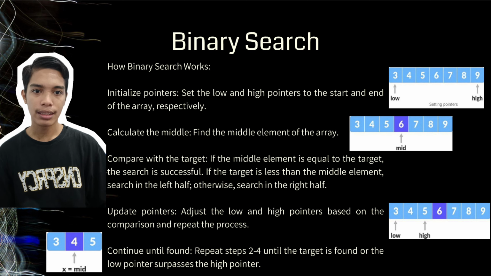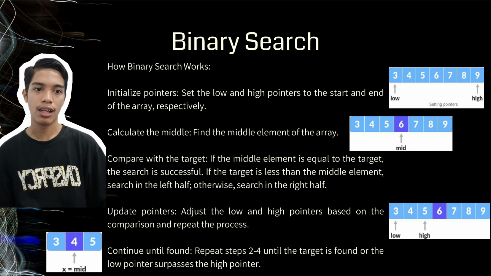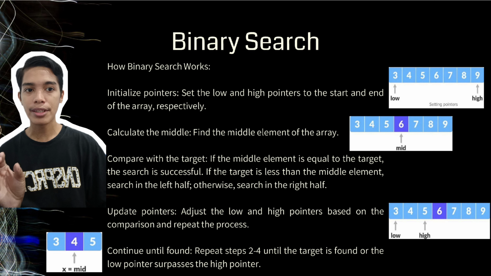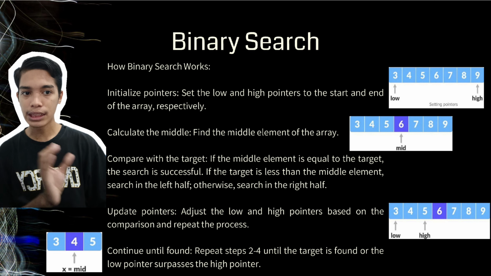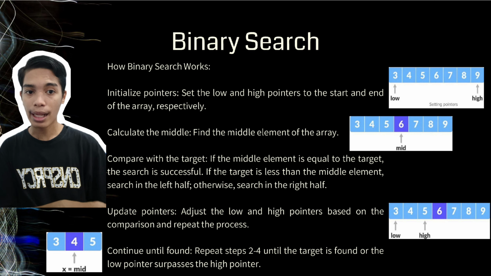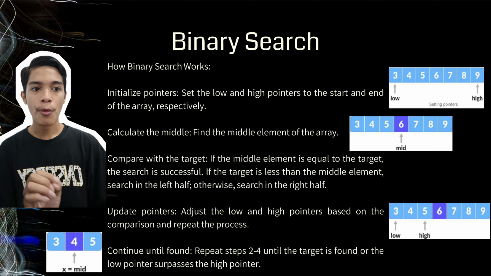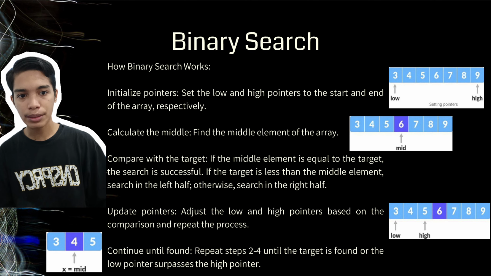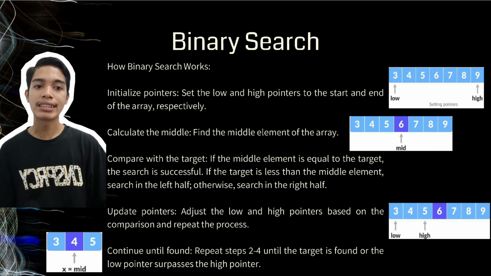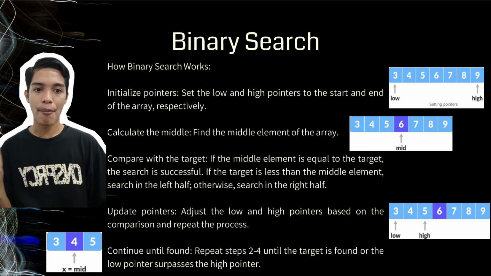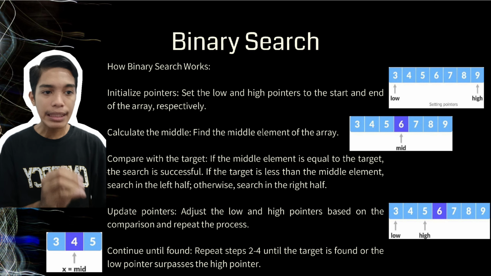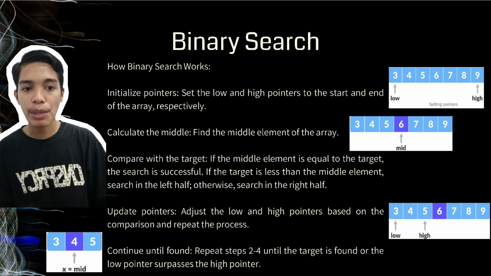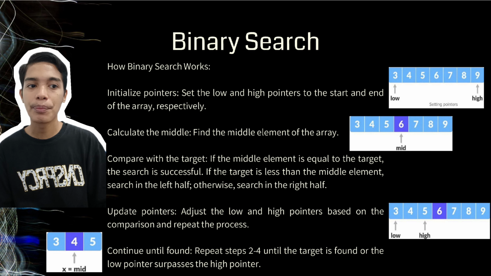The third step is to compare with the target. If the middle element equals the target, the search is successful. Otherwise, based on the comparison, we continue with the lower or upper half of the array, repeating the process until we find the target or the pointers pass each other.